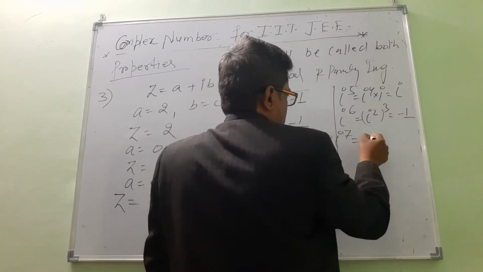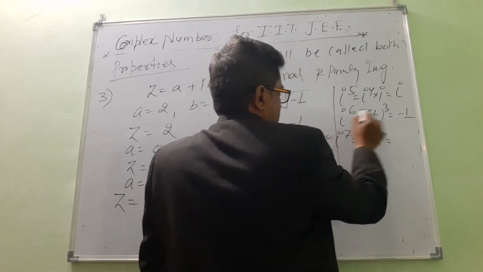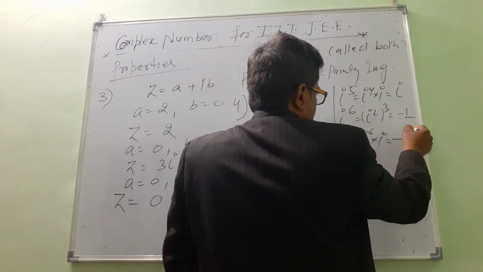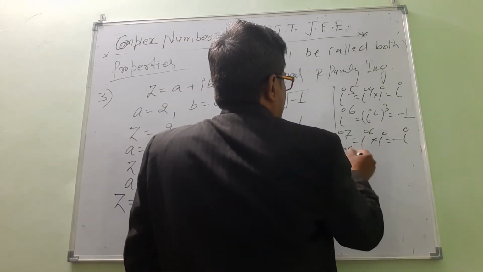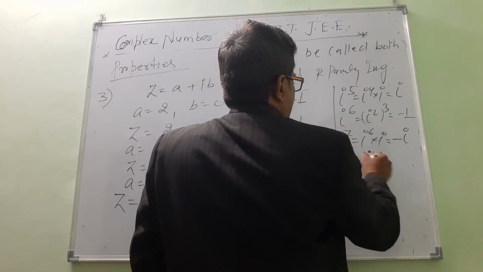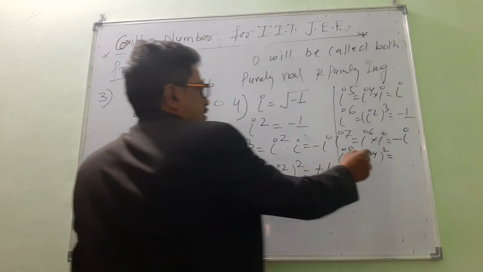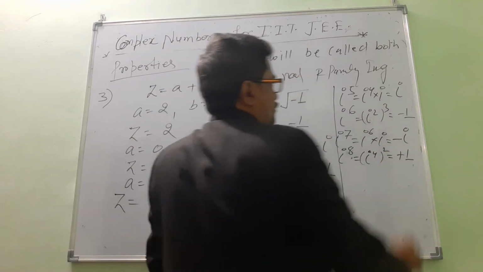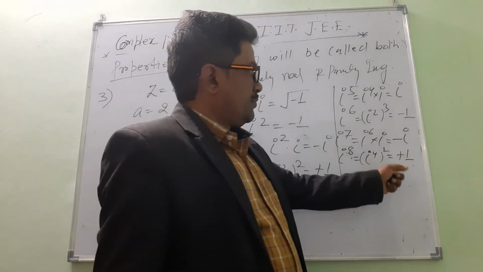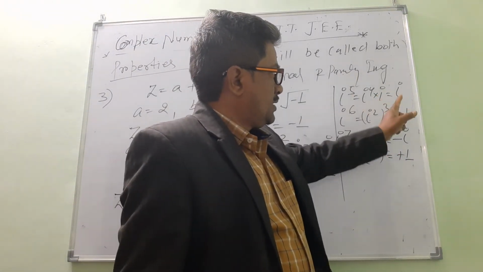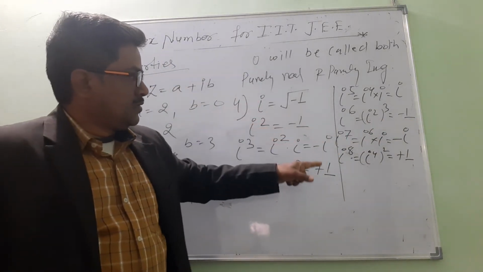Iota to the power 7 is iota to the power 6 into iota, and iota to the power 6 is minus 1. So we get minus iota. Iota to the power 8, we write it as iota to the power 4 whole square. Iota to the power 4 is plus 1, so plus 1 square is plus 1. You can see very clearly we have obtained once again iota, minus 1, minus iota, plus 1.